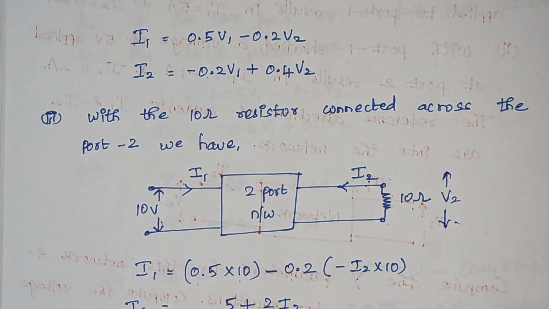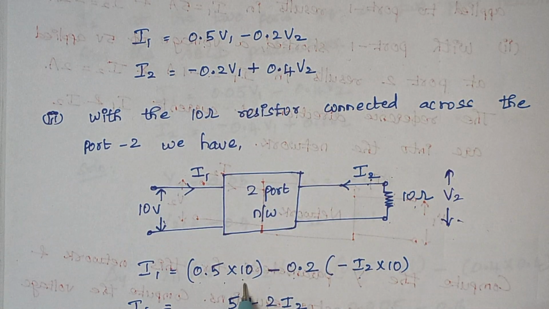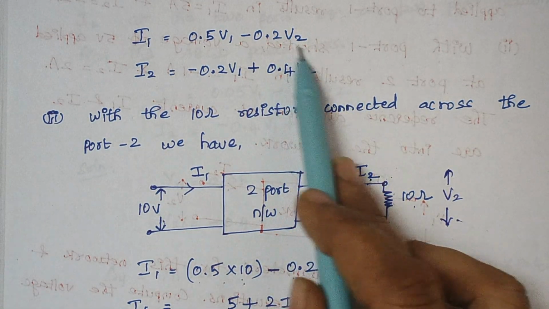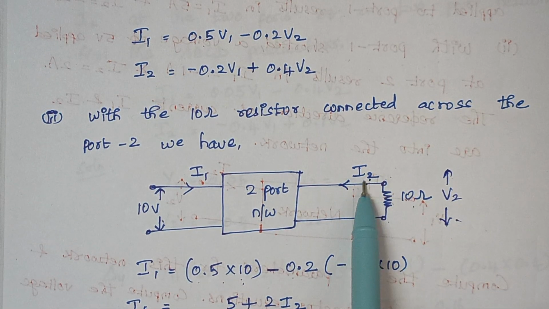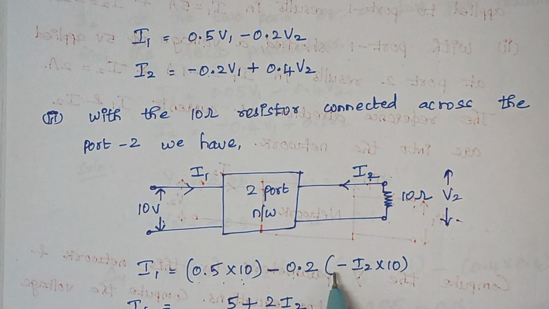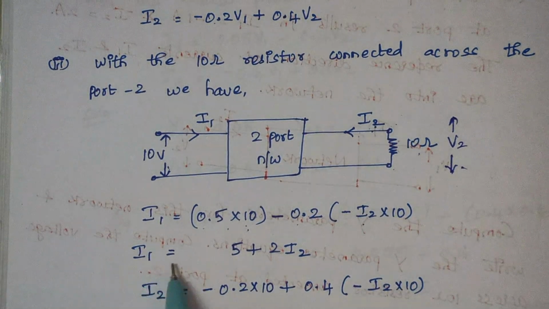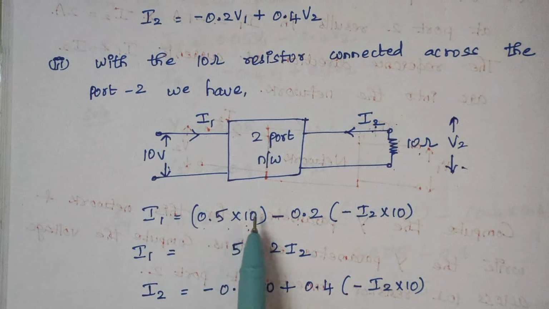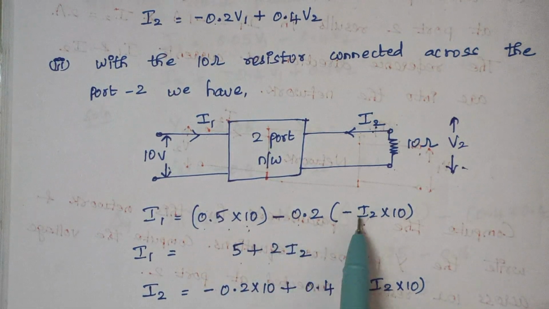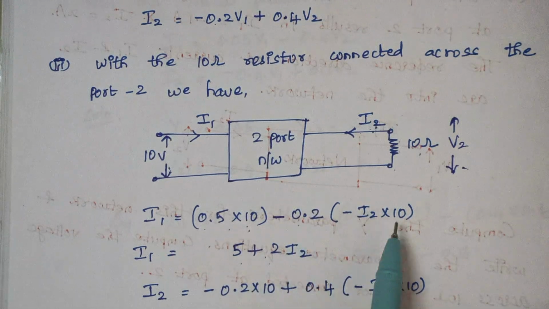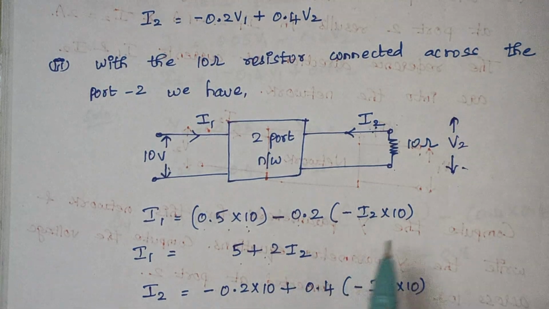Here you see I1 is 0.5 into the value of V1, which is 10, and minus 0.2 into V2. V2 is 10 into I2, but this I2 is opposite to the direction of I1, so there is a minus sign. Once you solve, you see I1 is given by 0.5 into 10, which is 5, plus 2 times I2. Minus into minus becomes plus, and 0.2 into 10 gives you 2, so 2I2. So this is our equation 1.